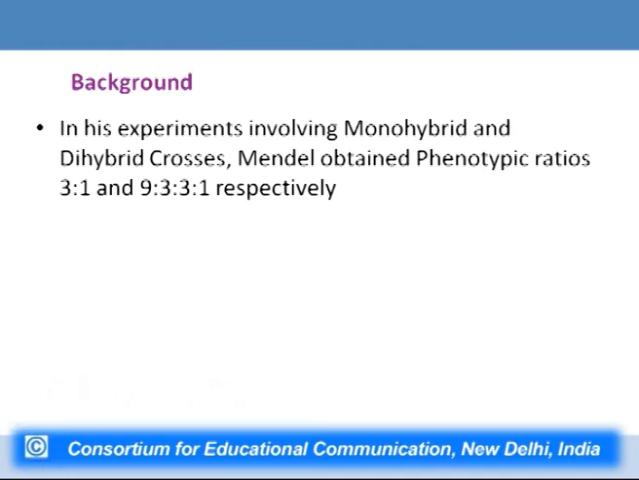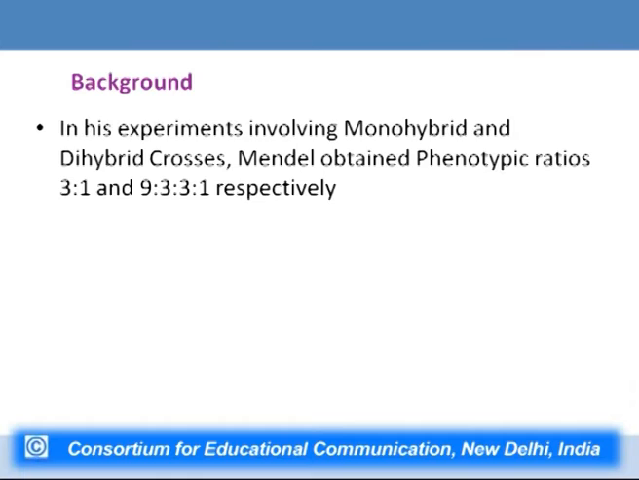Before coming to the chi-square analysis, let me come to the background of this particular statistical analysis. As we all know, in his experiments involving monohybrid and dihybrid crosses, Mendel obtained phenotypic ratios of 3:1 and 9:3:3:1 respectively. For monohybrid crosses, the phenotypic ratio was 3:1, and for dihybrid, it was 9:3:3:1.